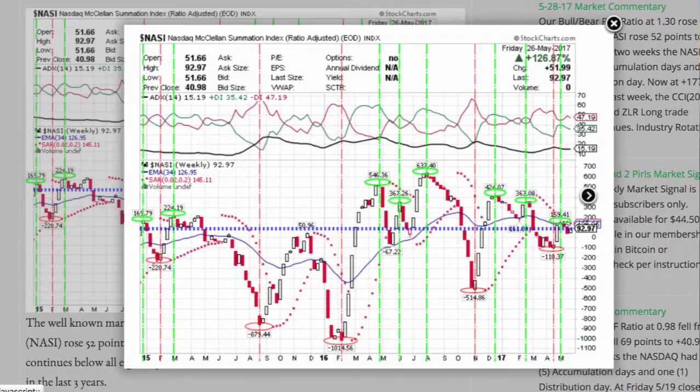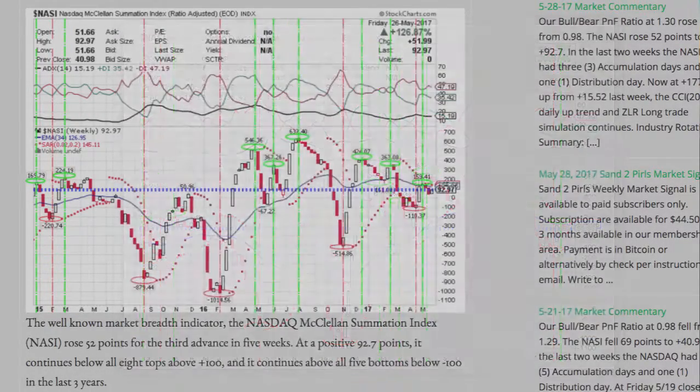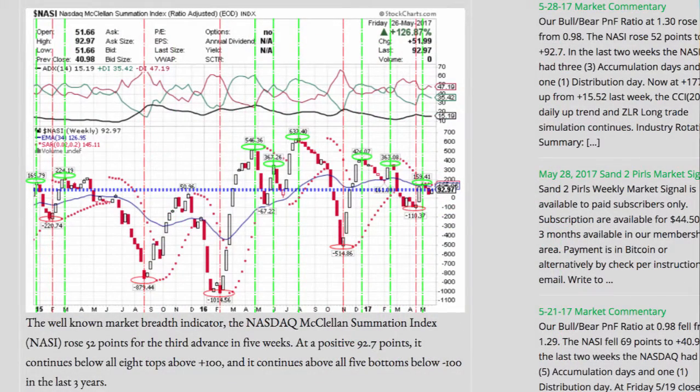The well-known market breadth indicator, the Nasdaq McClellan Summation Index, rose 52 points for the third advance in 5 weeks. At a positive 92.7 points, it continues below all 8 tops above plus 100, and it continues above all 5 bottoms below minus 100 in the last 3 years.